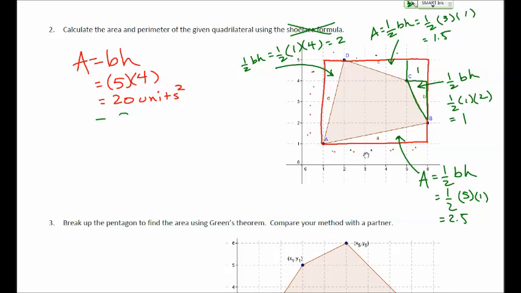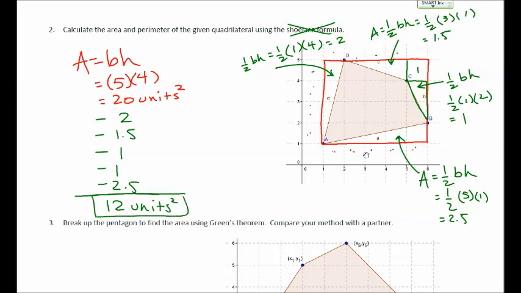So I subtract the 2 and the 1.5 and the square that's 1 and the triangle that's 1 and the 2.5 other triangle. So if I take 20 minus 2 minus 1.5 minus 1 minus 1 minus 2.5, I get an area of 12 square units. All right, so you can find areas by either drawing triangles or rectangles inside the shape or outside the shape. Use a method that fits best.